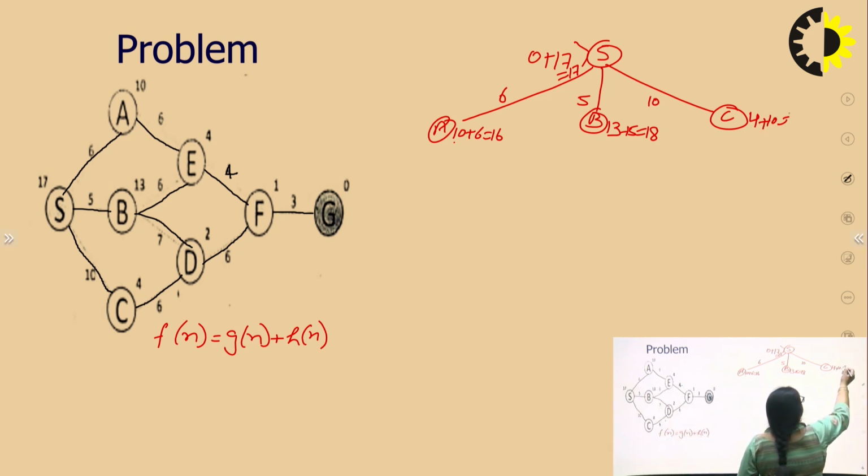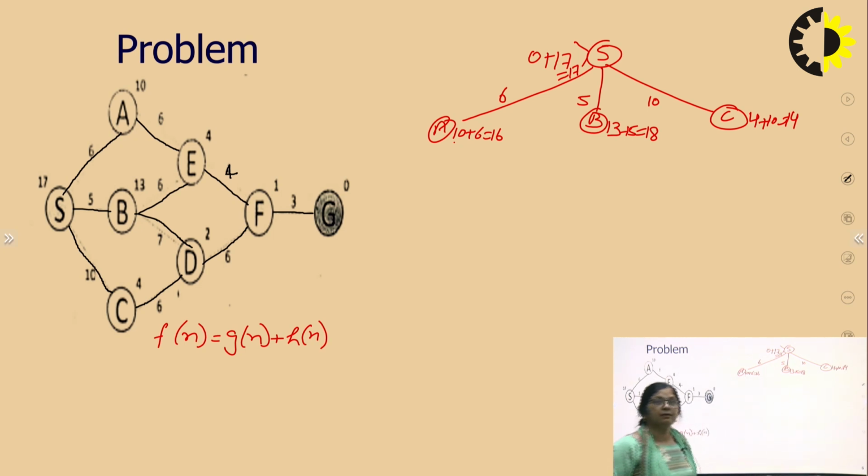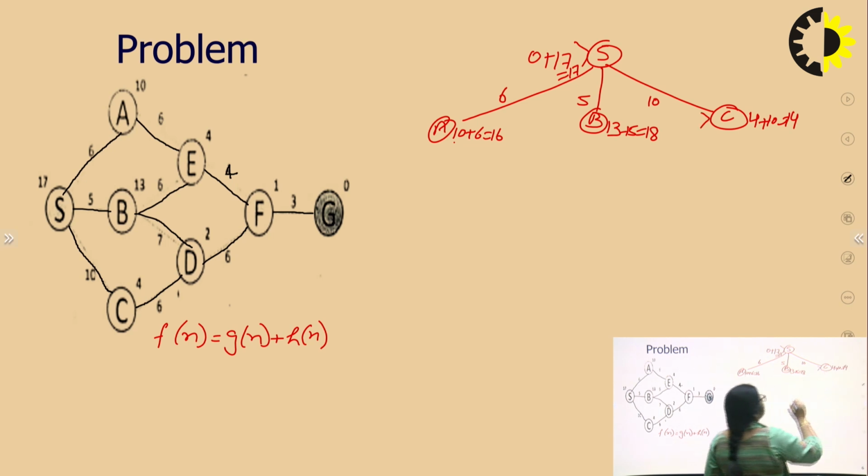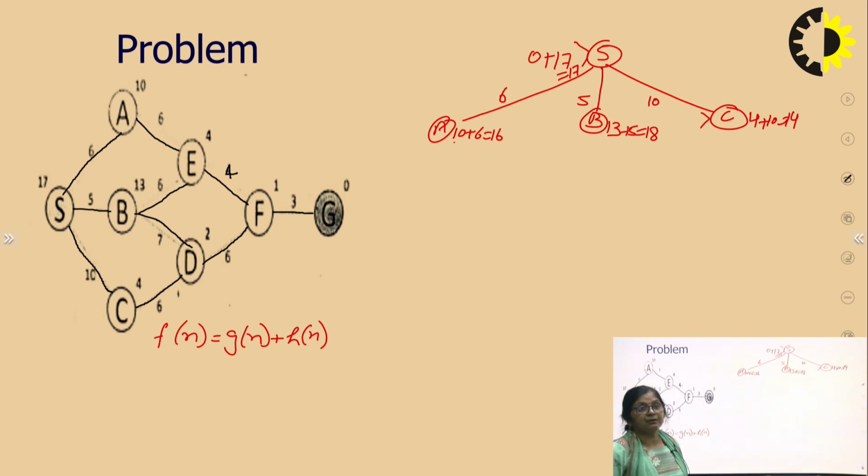So, which one is minimum? From among 16, 18 and 14, what is the minimum value? Minimum value is 14, that is C. So we will select C for expansion. But before expansion, we have to apply the goal test. Maybe it is the goal. So we selected C. Now we'll check, is it goal node? No, it is not goal node. Goal node is G only. So we will select it for expansion.